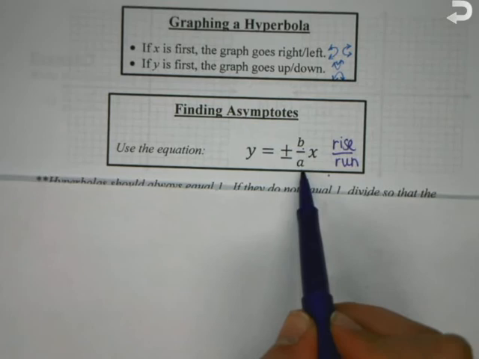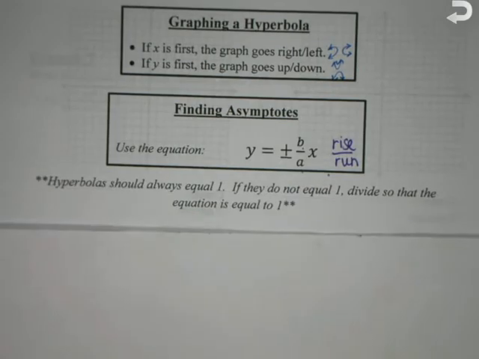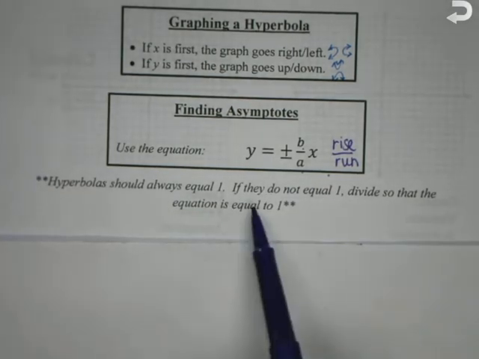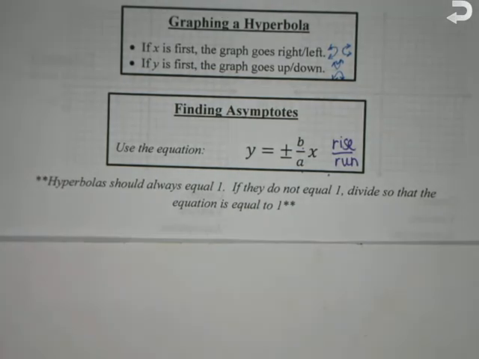And then the last thing we want to note is that a hyperbola should always equal 1. If not, we can divide so that it is equal to 1, just like an ellipse. So let's graph it, and I'll show you what I mean. Okay, so example number 1.